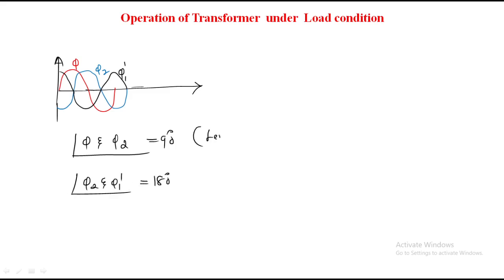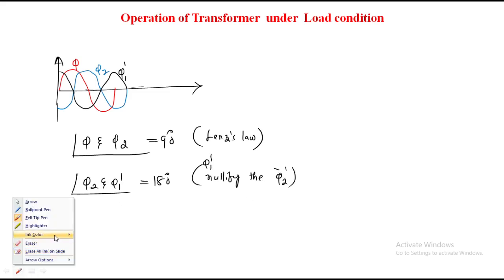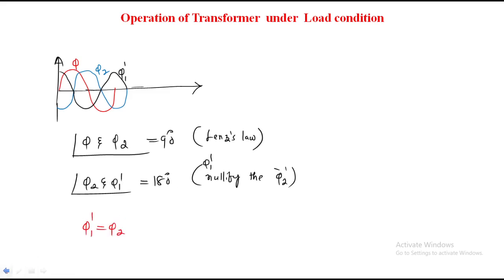When it is 90 degrees, there is the concept of Lenz's law. When it is 180 degrees, phi 1 dash nullifies phi 2. So what is the condition? Phi 1 dash equals phi 2, what will happen?